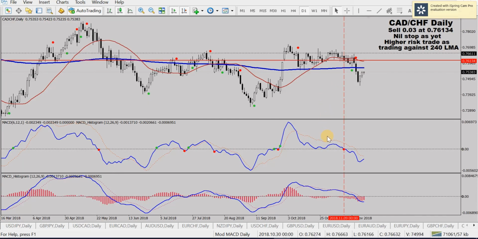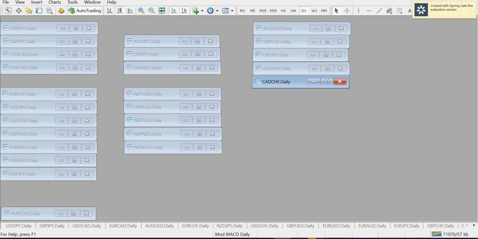CAD Swiss in a sell, similar to probably the CAD Yen, went down nicely through the 240 LMA, but then stalled and starting to head up. So again, I'm closing 2/3 of this trade and put a stop in place at 0.76611. So you can see it's a black dotted line. Closed 2/3, 1/3 in play. And I believe that's about it.